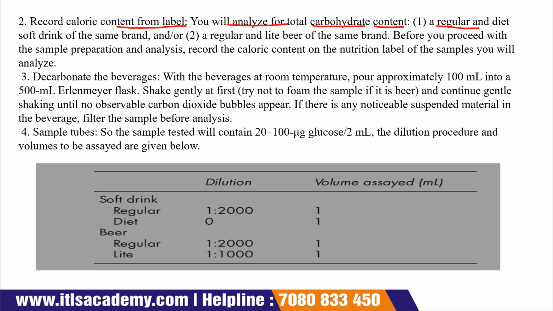First one is your regular and diet soft drink of the same brand, and the second one is regular and the light beer of the same brand. So we are taking two samples. Before you proceed with the preparation and analysis, record the calorie content on the nutrition label of the sample you will analyze. So before starting the experiment, we have to note down the caloric value.